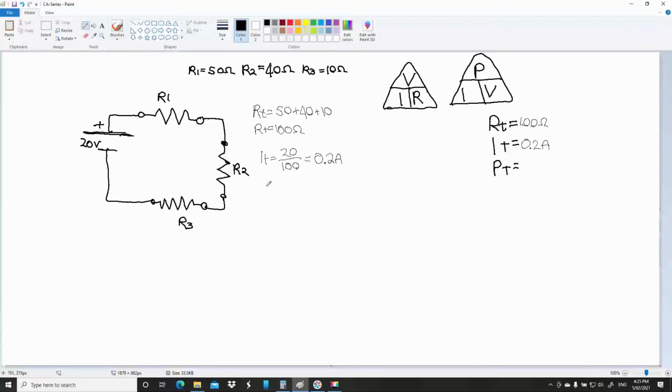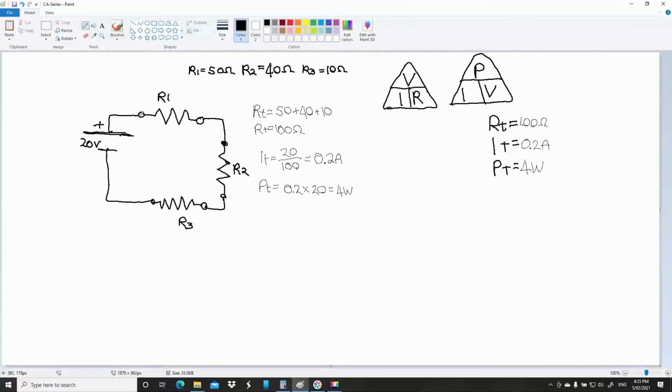Let's look for power total. Right, so we can do power equals IV. So we know it's 0.2 multiplied by the voltage, so 20, equals, that should be 4 watts. So we can put in 4 watts. Okay, so that's the basic parameters.